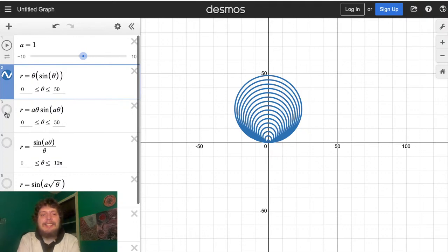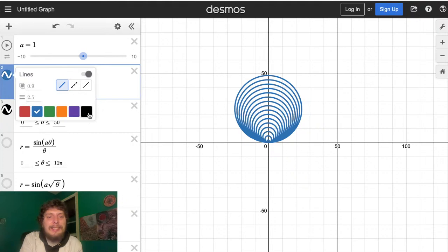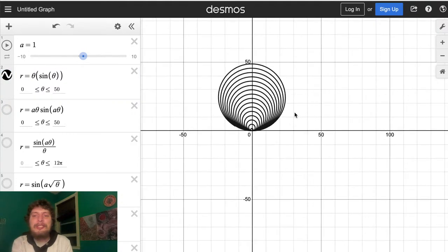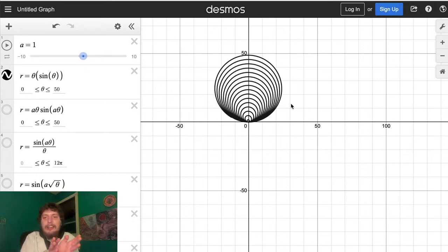So, what I like about this is it's like an optical illusion. Let's look at it with the simpler equation, just so it's clear. This is the only equation because this set to 1 becomes that. So, R equals theta times sine of theta looks like an optical illusion. Am I wrong? Does that not look like a cone coming toward the screen? You can create optical illusions with a very simple graph formula.